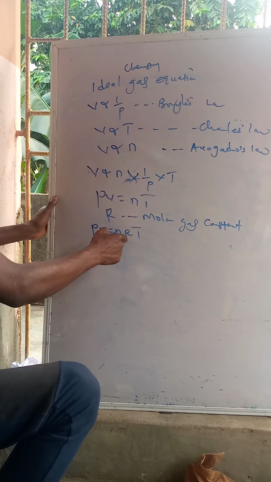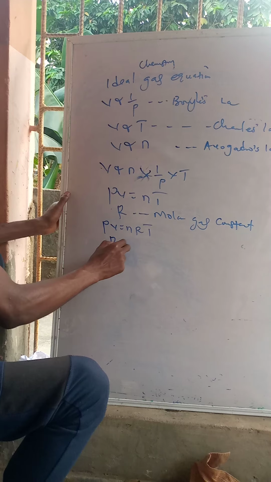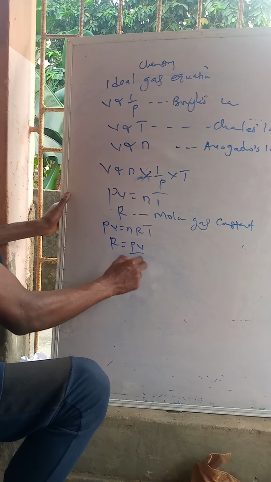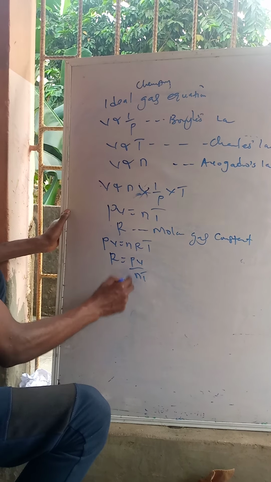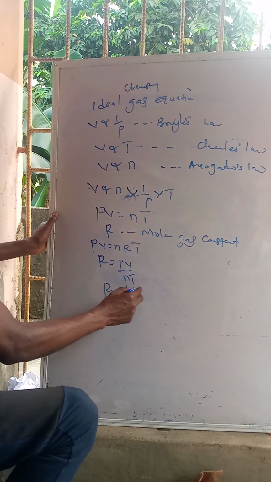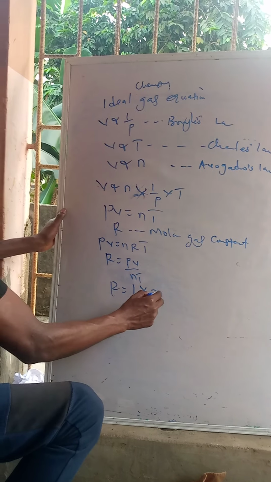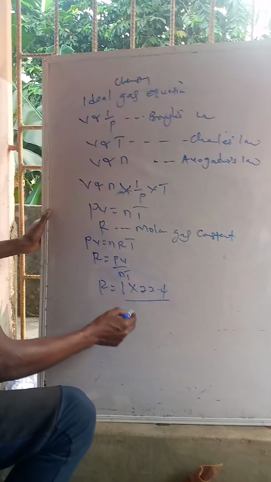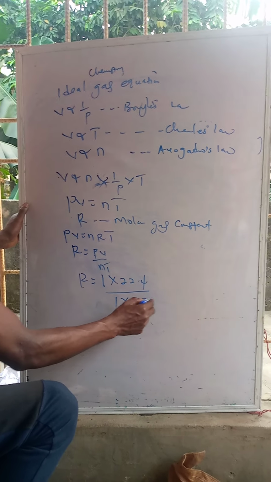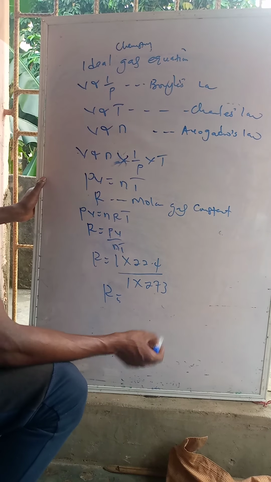That means if you're making R the subject of the formula, R will be equal to what? PV over nT. At STP, the pressure is 1 atmosphere, and the volume of a gas at STP is 22.4 dm3. Number of mole is 1, times temperature, which is 273. So our R here will give us what?